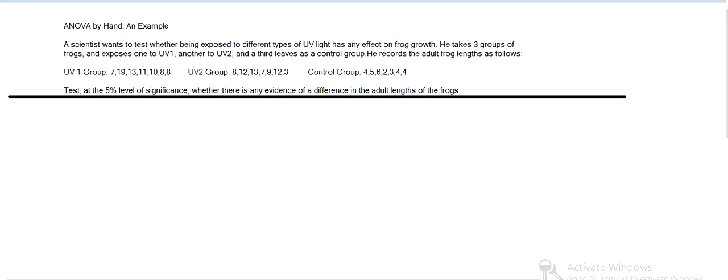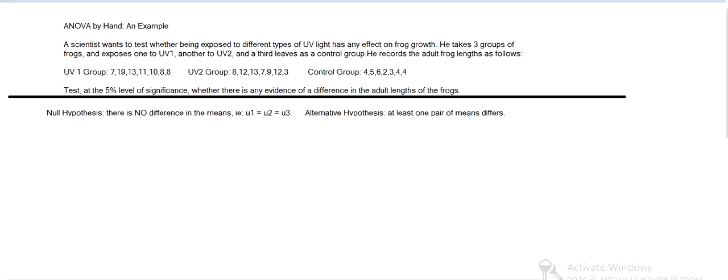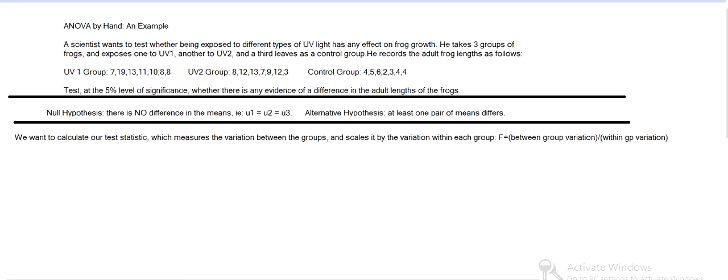So we can formulate our hypotheses. The null is that there's no difference in the means, and the alternative is that there is at least one pair of means that differs. And then we can calculate our test statistic to actually test this.